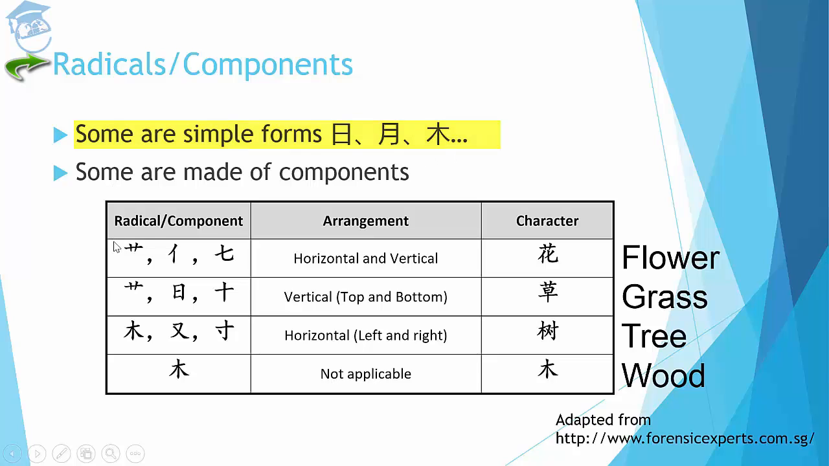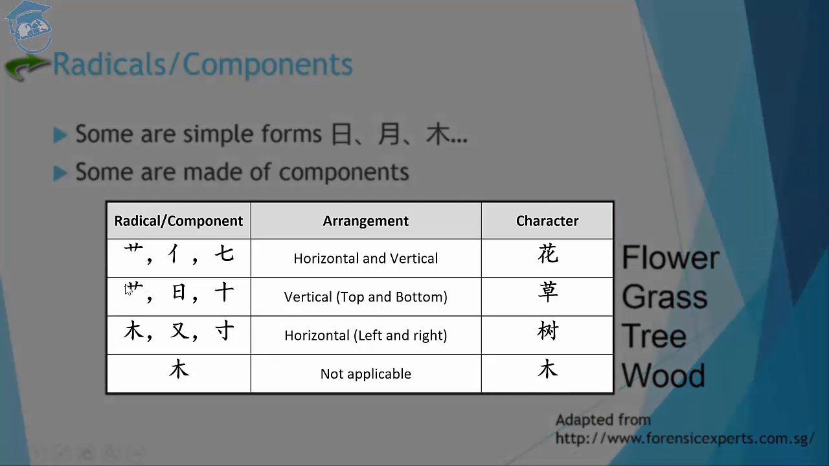And if you have noticed, you can see that this component here is repeating for the 2 words here. So these are what we call radicals. They are different for different categories of things. So for these 2 words, they are parts of plants, but they are not wooden parts. So they have this common radical here.